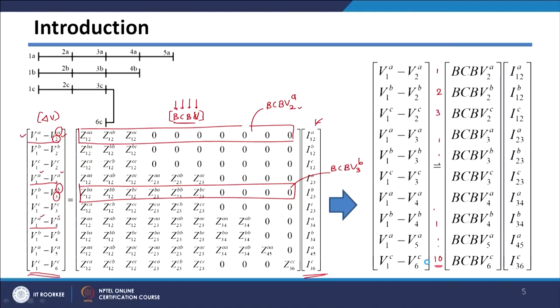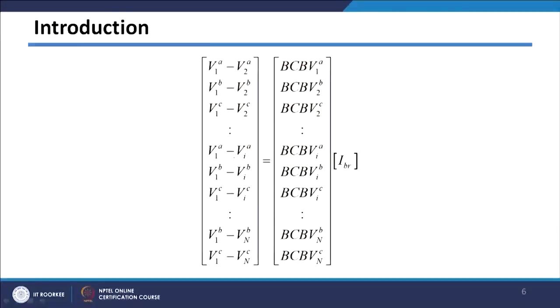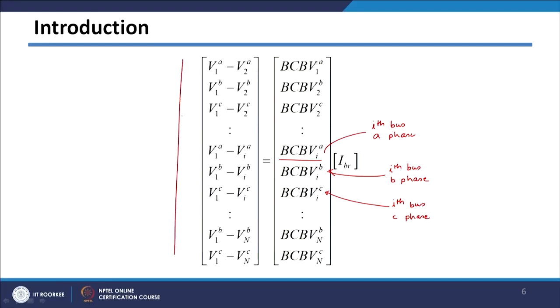So BCBV in a generalized way, if you write, it will be like this. This corresponds to your ith bus and A phase. This is the row corresponding to the ith bus and B phase, and this general ith row will be the ith bus corresponding to C phase. So, this is the generalized way of writing your BCBV matrix in terms of rows.